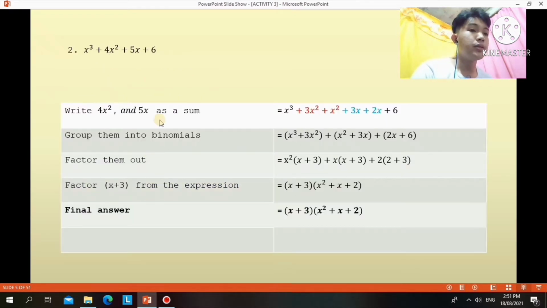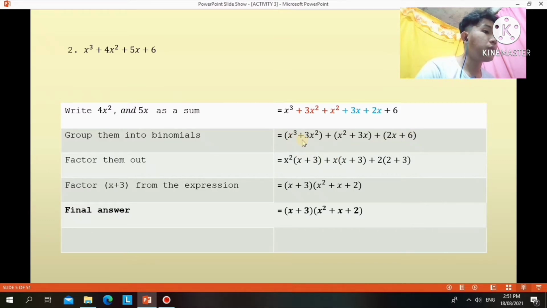Next problem. We will factor x cubed plus 4x squared plus 5x plus 6. So write 4x squared and 5x as a sum. The sum for 4x squared is 3x squared and x squared, and the sum for 5x is positive 3x and positive 2x. So group them into binomials. Our equation will be the binomials of x cubed plus 3x squared, plus x squared plus 3x, plus 2x plus 6. So you can factor them out.